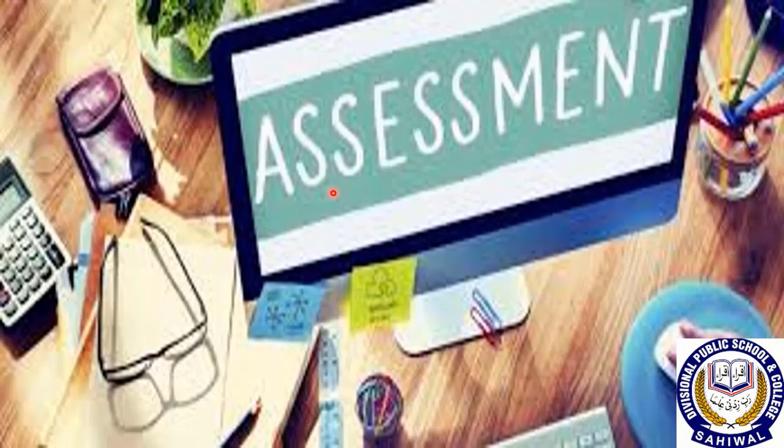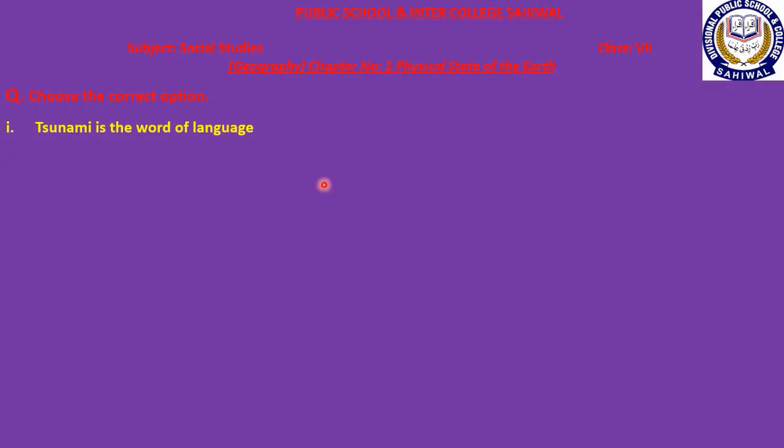Now is the time for your assessment. Choose the correct option. Number 1. Tsunami is the word of language. From which language this word has taken, we have to find out the answer. A. Arabic, B. Japanese, C. English, D. Punjabi. So which is the correct answer? Japanese. This word has taken from Japanese language.